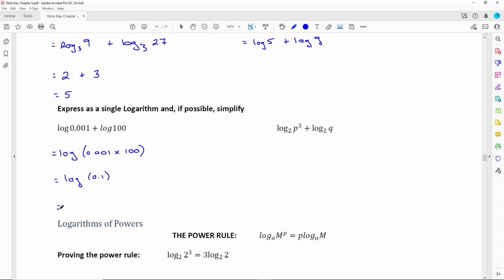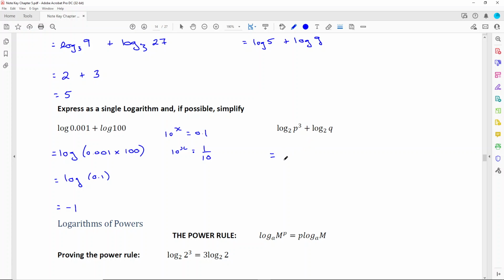And then evaluate if you can. So this would be 10 to what exponent is 0.1, which is negative 1. So remember, 10 to what exponent is 0.1. If you remember that 0.1 is a tenth, then 10 to the negative 1 is a tenth. All right, so now I want you to take this next one and I want you to write it as a single logarithm.